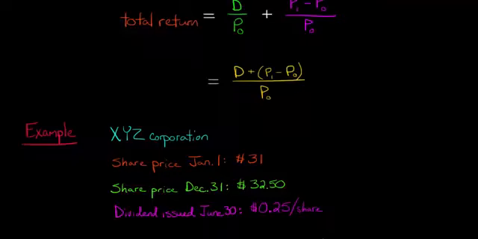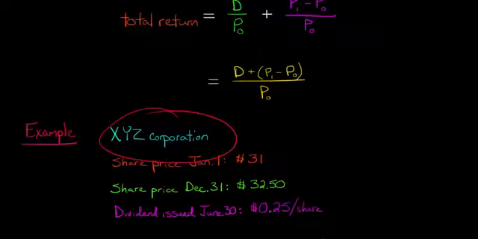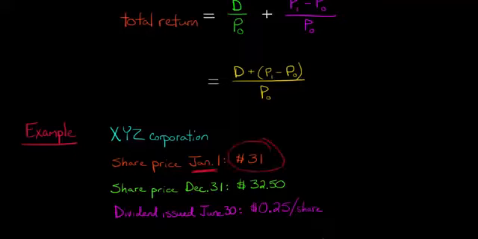So let's say that you're considering investing in XYZ Corporation, and you say, I want to know what their return was the past year, and you look and you say, well, their share price on January 31st was $31 a share. So that's going to be P naught, right? So this is P naught. And then we need to know, well, what was the share price at the end of the year? Well, at the end of the day on December 31st, you look at the share price, and it was $32.50 a share. So we say that that is P sub 1.